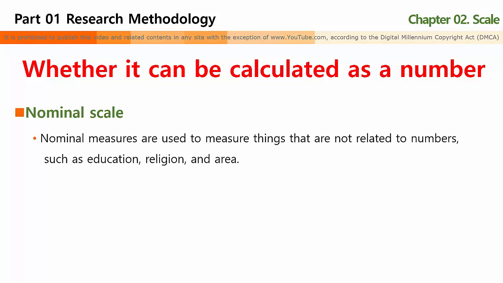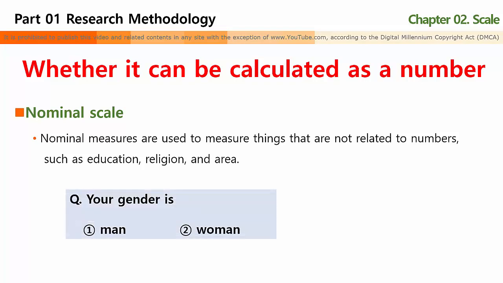A measure with no calculability as a number is called nominal scale. As a name, for convenience, only numbers are attached to items. Items such as school, religion, area, gender are not related to number at all. Here's an example. 1 or 2 has nothing to do with man or woman. Because a man is 1, a man plus a man is 2. So can you say woman? It is a ridiculous story.